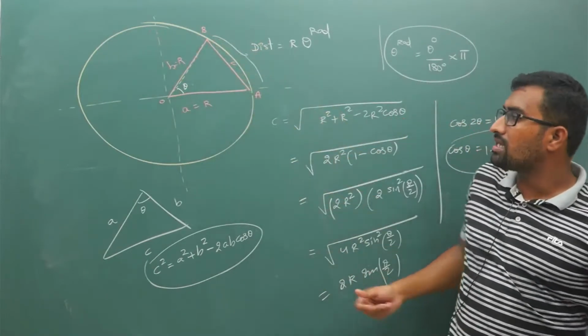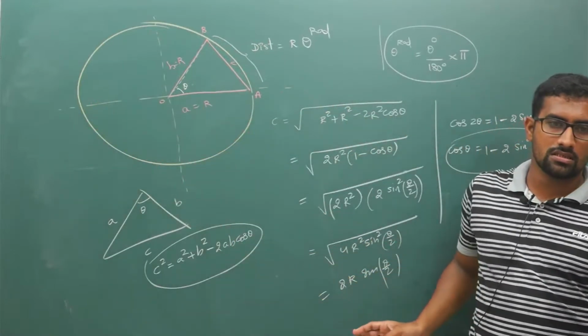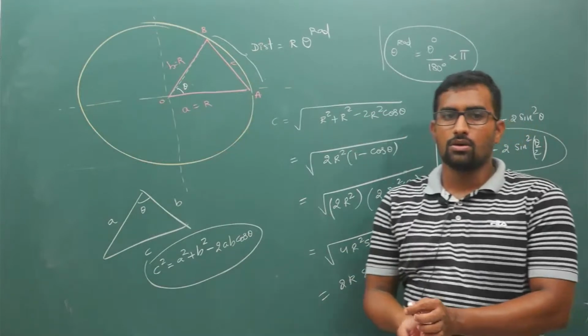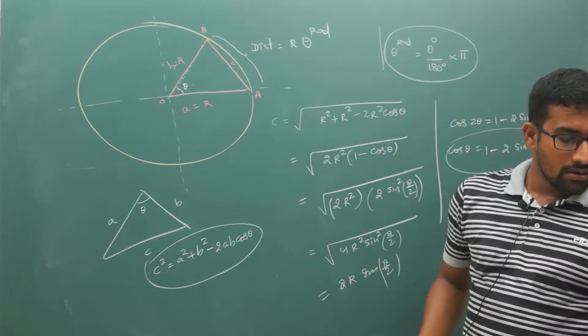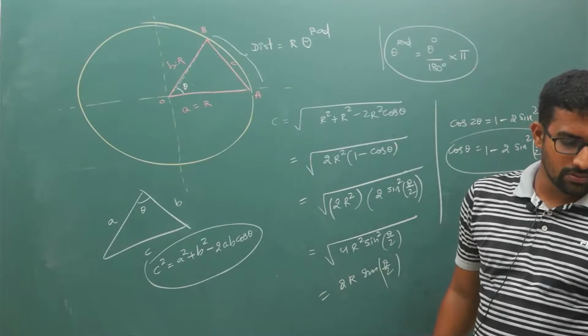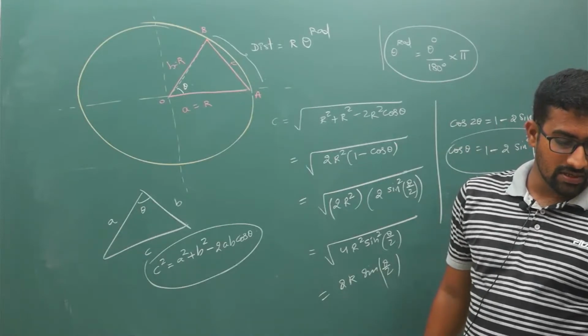Like this, if theta is 180 degrees, it is half circle. If theta is 270 degrees, it is 3/4 of the circle like this. So like this you can calculate your displacement values.